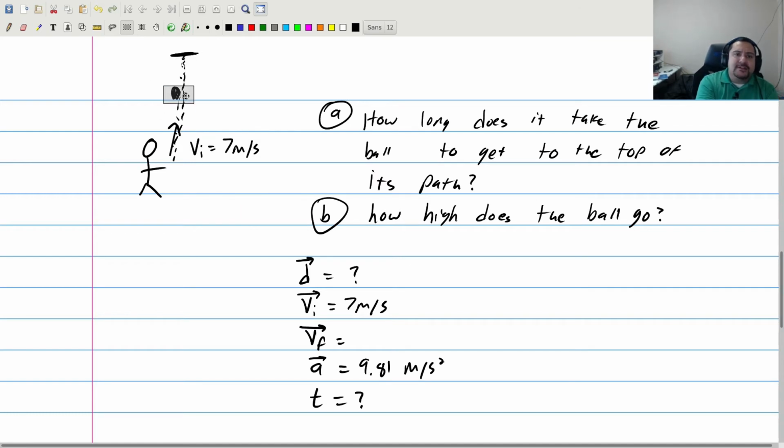When this happens, that means if we're looking at the time it takes to get to the top of its path, the velocity at the top, the final velocity in this case, is going to be 0 meters per second.